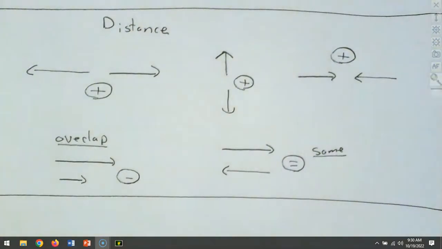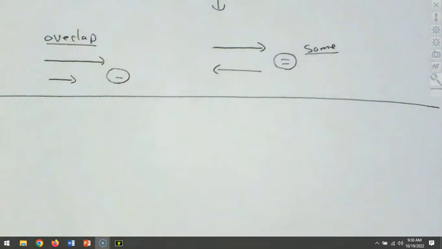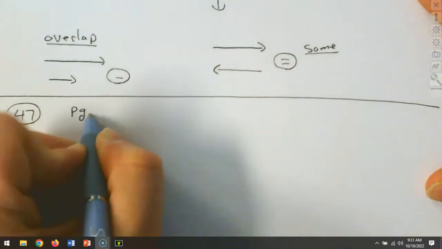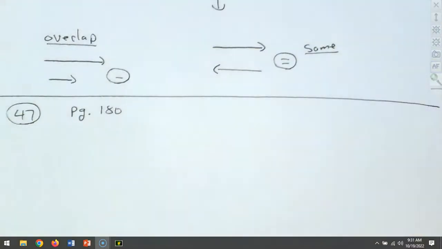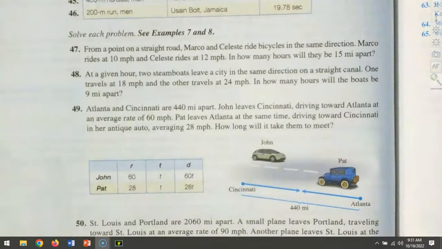Now, when we build these equations and we look at our pictures, we've got to figure out if it's addition, subtraction, or if they equal each other. And then we build our equation the same way that we did the others. Some of these are actually easier than the mixture or investment questions. It's sometimes the setup, you have to draw these pictures and make sure you see what's happening. So we're going to look at question 47, and this again is on page 180. As long as you're careful, I think the setup on these is actually easier.